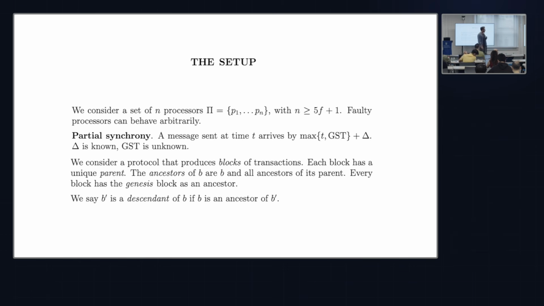Everybody starts off by knowing this unique genesis block, and every block has to have this genesis block as an ancestor. So for any block B, you should be able to trace its ancestors back to the genesis block. We'll say B prime is a descendant of B if B is an ancestor of B prime. So for each block, you've got its ancestors going back to genesis, then it may have a whole bunch of descendants.